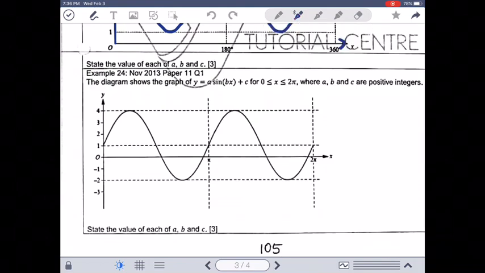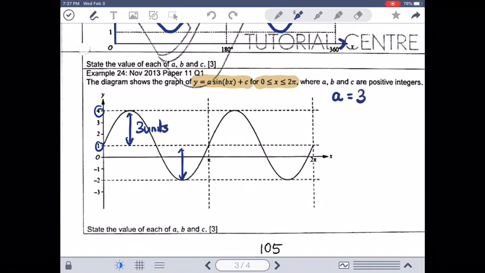Okay, now let's move to the next example. The diagram shows the graph of y equals a sin bx plus c for 0 until 2 pi, where a, b, and c are positive integers. Right. First, start with the value of a. A is obviously from middle to top. This is your a. So the difference is how many units? If you look, 4 minus 1, so this should be 3 units. So a is just equal to 3.